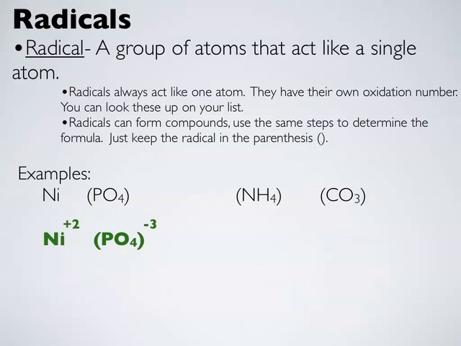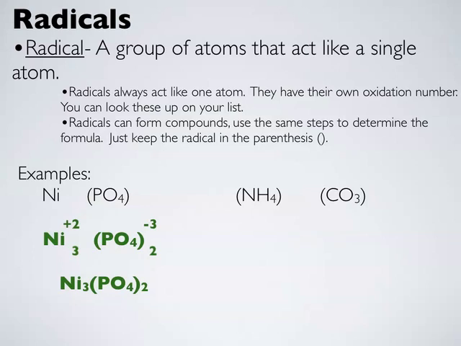And now, to figure out the formula for this compound that they're going to form, we just follow the same steps we followed if we had 2 atoms. We crisscross, the 2 comes down, 3 goes down, and we end up with a final chemical formula of Ni3(PO4)2. We keep the parentheses with the PO4, phosphate. So basically, you just treat one of these radicals as if it were an element, and you look up its oxidation number on your chart.